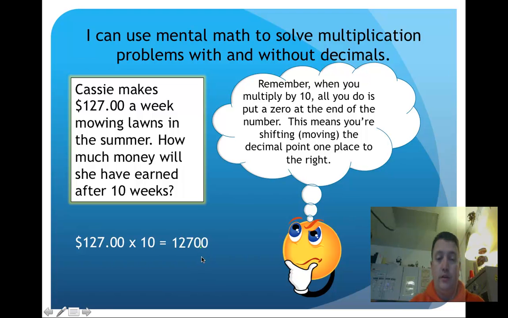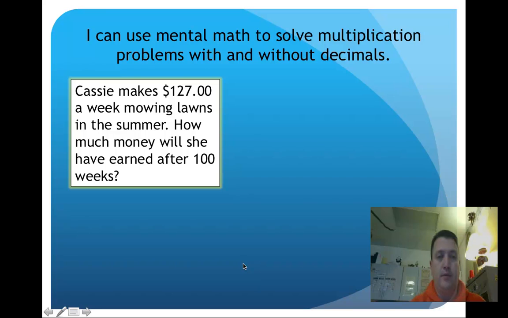So the answer to the question is she would make $1,270, okay? And I threw that 0 on the end just so you could see that down there. So if we take a look, right here is the root number that we started with, 127. And you can see I took the 0 from the 10 and placed it at the end down there, okay?